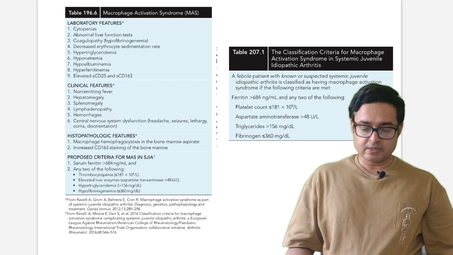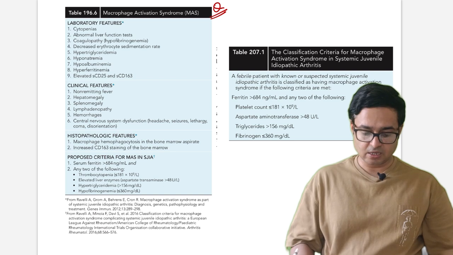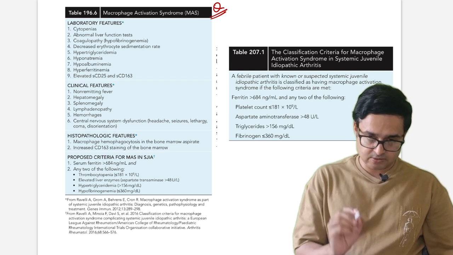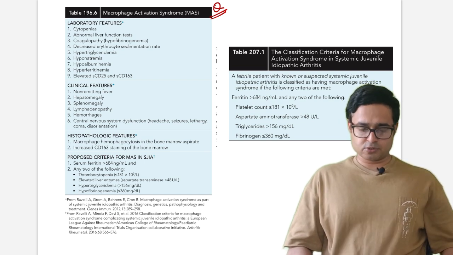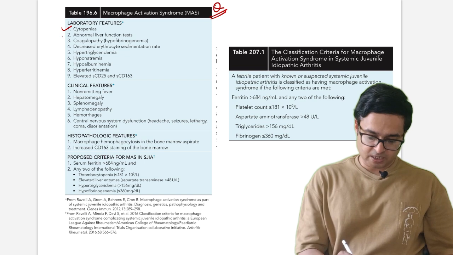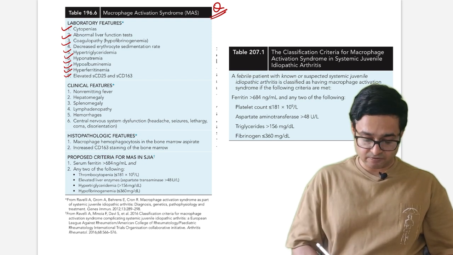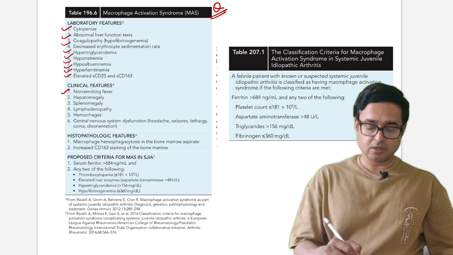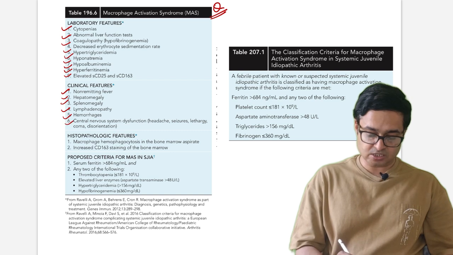Now we'll discuss macrophage activation syndrome. The independent question has been asked twice or thrice. So what are the laboratory features? You might have observed this case in your clinical practice and ward postings also. Laboratory features: cytopenia, abnormal liver function, coagulopathy, decreased ESR, triglyceride will be increased, hyponatremia, hypoalbuminemia, ferritin will be increased, and elevated CD25 and CD163. What are the clinical features? Fever will be continuous, hepatomegaly, splenomegaly will be there, lymphadenopathy will be there, hemorrhage and CNS dysfunction.